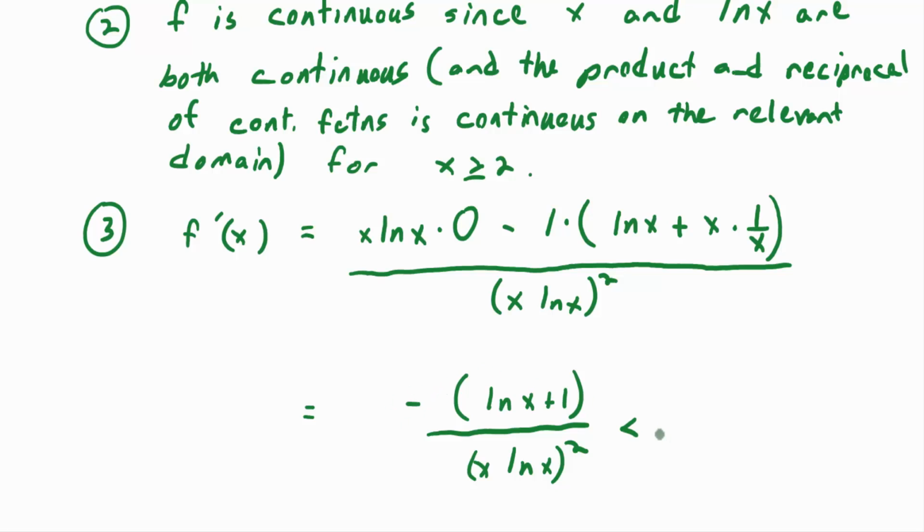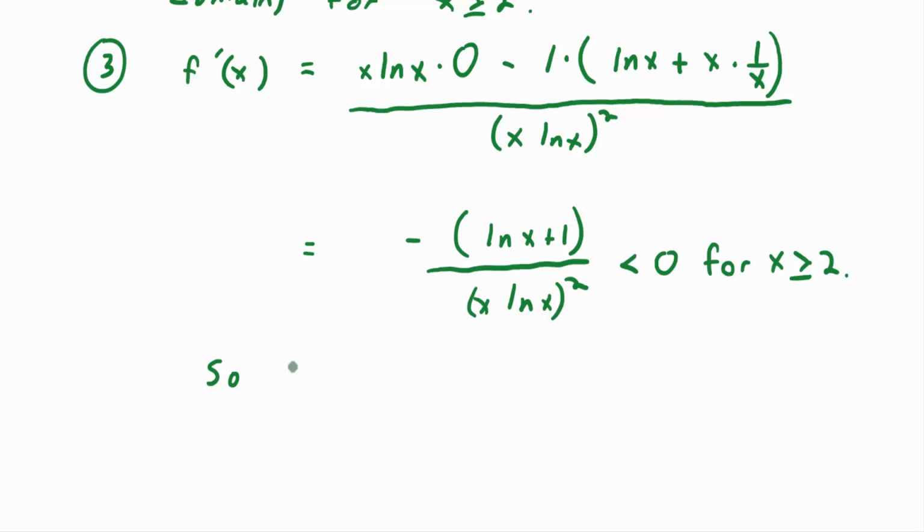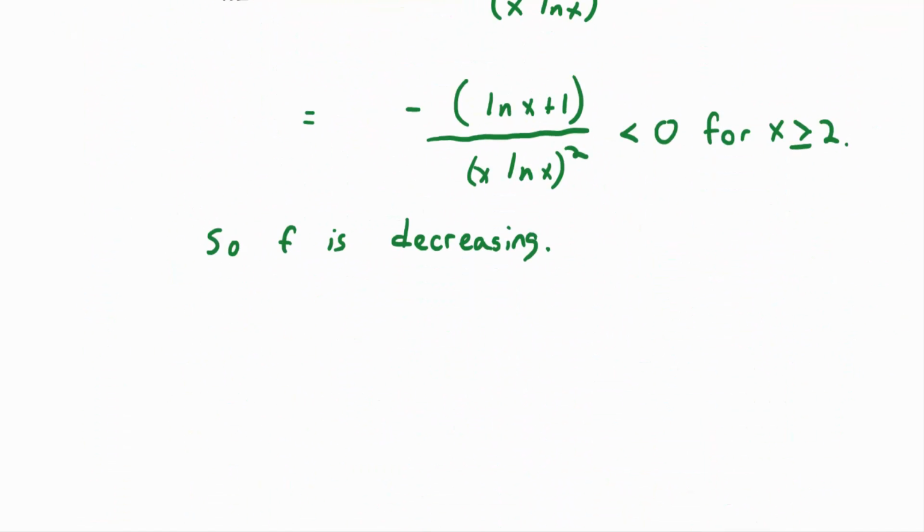So it's less than 0 for x greater than or equal to 2, which is all we're interested in. That's definitely true. Which means what about f? So f is decreasing. That's not so bad. I've seen worse. So we've got it. Positive, continuous, decreasing, which means what? We can do the thing.